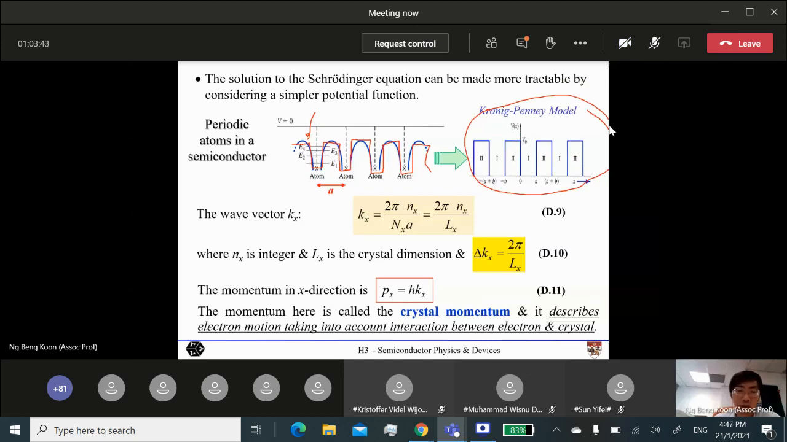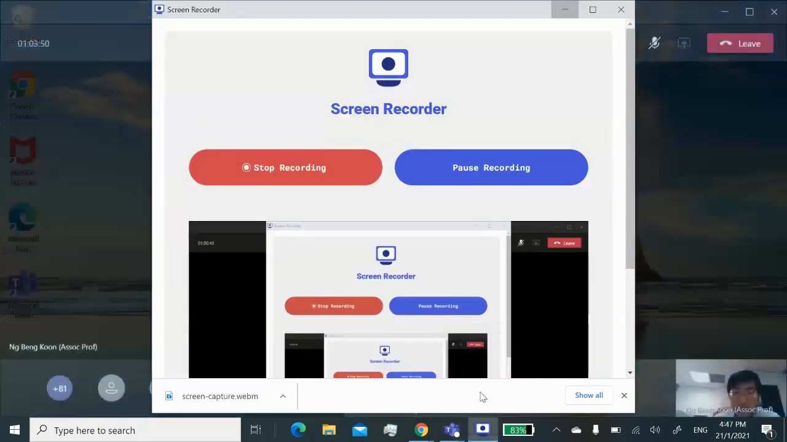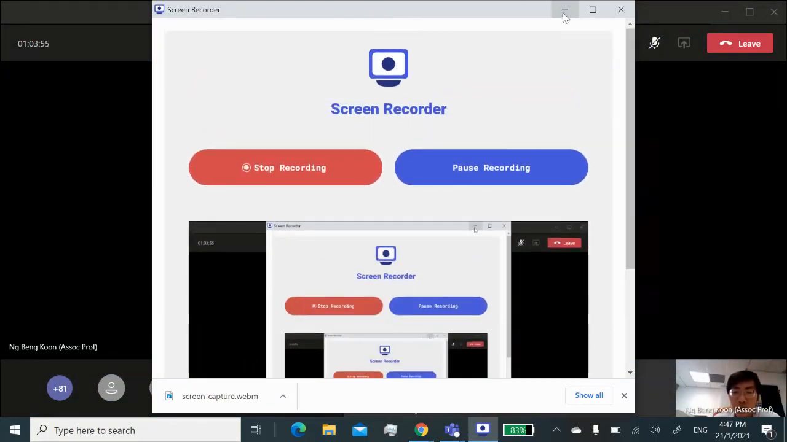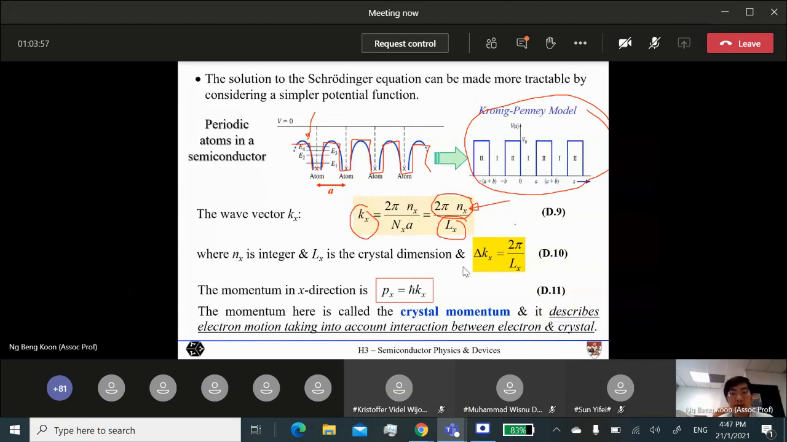So if you put this in the Schrodinger equation and solve it, then you get the solution for the wave vector kx as 2 pi n. Again, there's an n value there. Okay, so n is an integer over Lx. Okay, Lx here is the size of the crystal. So it's not the spacing of the well anymore, it's the actual size of the crystal. All right.